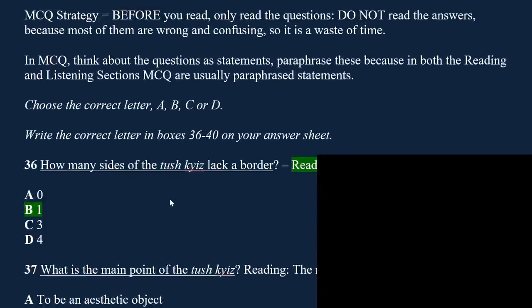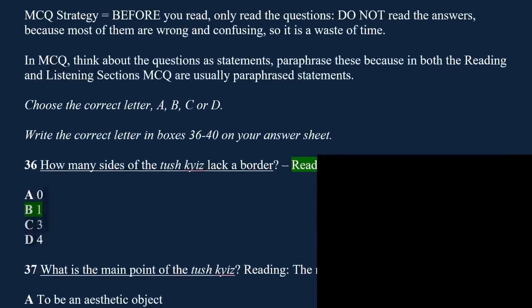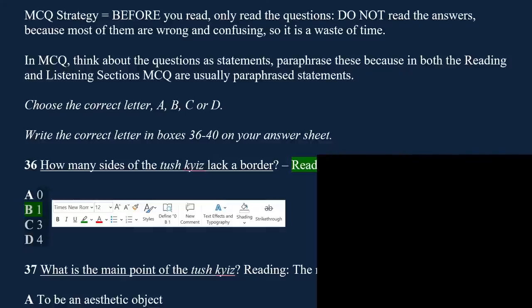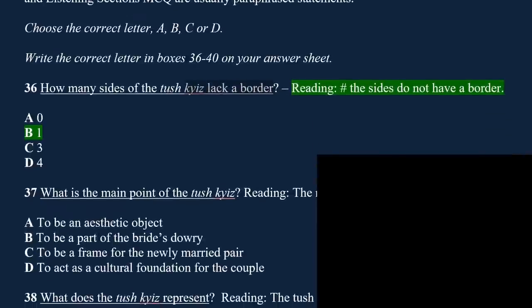All right, Maya, so the trick with multiple choice is that if you're not sure about the answer to the question, don't look at the answers yet. Try to find the answer before you look at the choices, okay? Because the choices will most of the time just get confusing, okay? So here, number 36, how many sides of the Tushkits lack a border? Before you start looking at the choices, look for lack a border. And then when you find that it's one side, then you can say, okay, it's B, all right? Does that make sense, Maya? Yes.